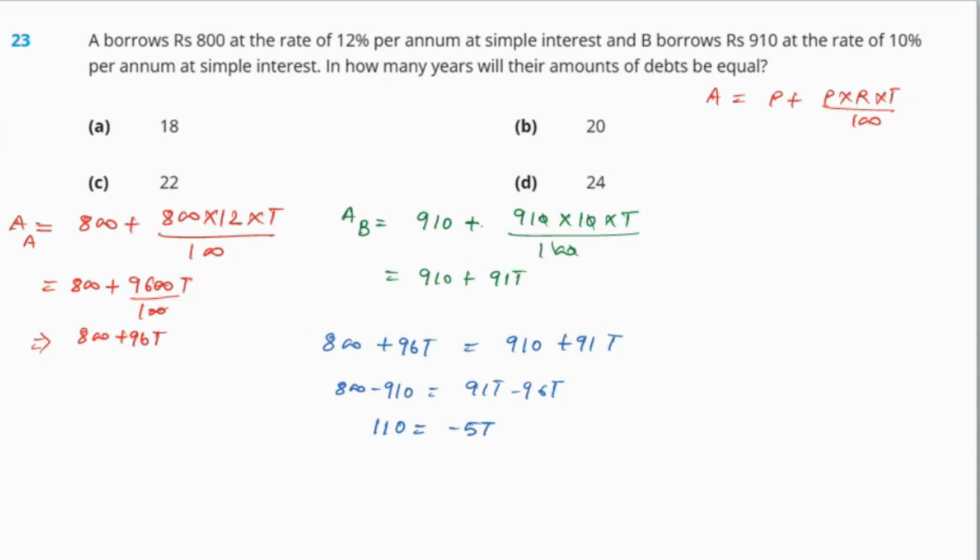When we solve it, the minus signs cancel out. The value of T we get is 110 divided by 5, which gives us 22. So the time we are getting is 22 years. Option C, which is 22 years, will be our correct answer.